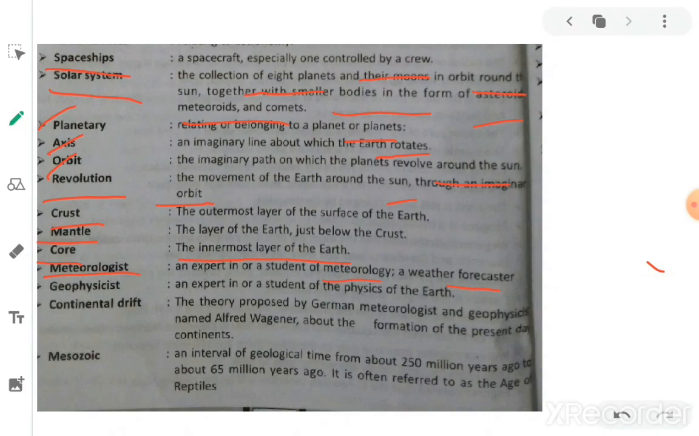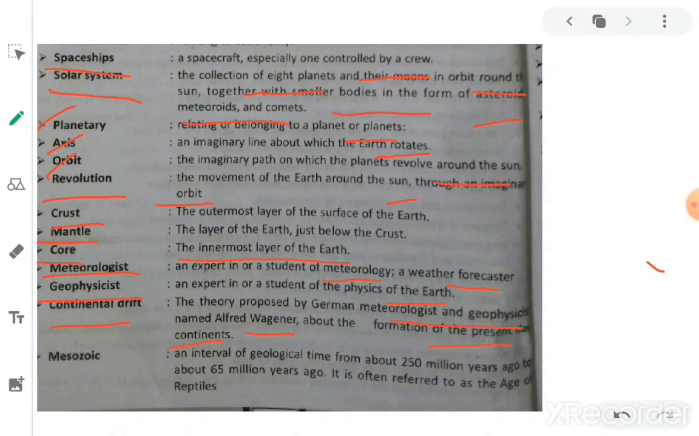And geophysicist, an expert in or a student of the physics of the earth. The physical part of the earth. We will study about the physics, all these natural aspects of the earth. So these all we will study, and the one who studies them is known as a geophysicist, and physics is the subject we will study.